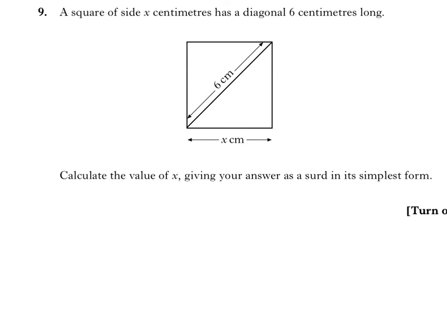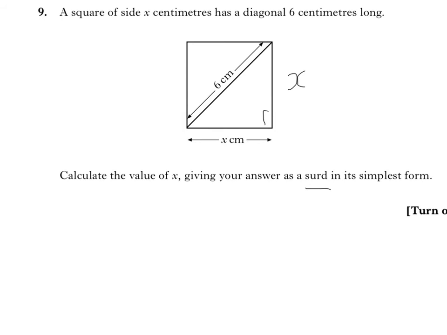Section 13, example 5. A square of side x centimetres has a diagonal 6 centimetres long. Calculate the value of x, giving your answer as a surd in its simplest form. There's a variety of topics at hand here. There's a bit of Pythagoras, right angle triangles, a bit of quadratics, and simplification of a surd at the end. So the first thing that I would interpret from this question is, if it's a square, each length is x centimetres. So the length of the square is x, the breadth would also be x.